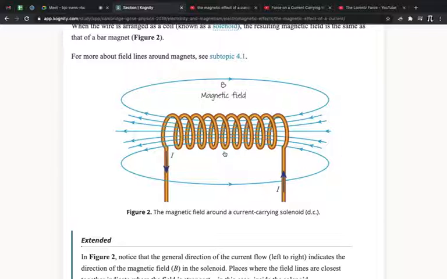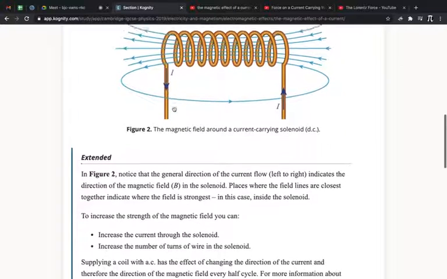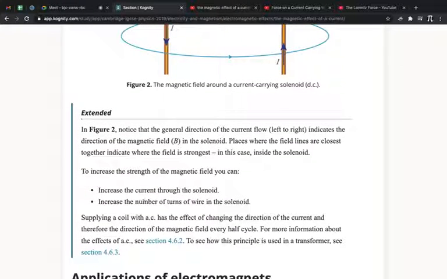Okay? So if the current is flowing in this direction, this is going to be the North Pole and this is going to be the South Pole, and it goes from south to north. I think we discussed this in Lenz's law when we were talking about electromagnetic induction. Cool? Increase the current, increase the number of turns.